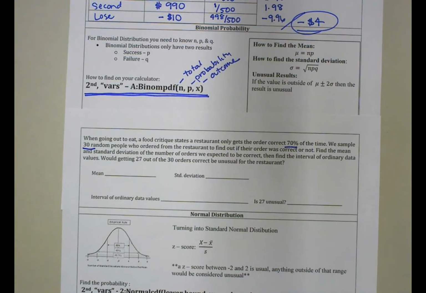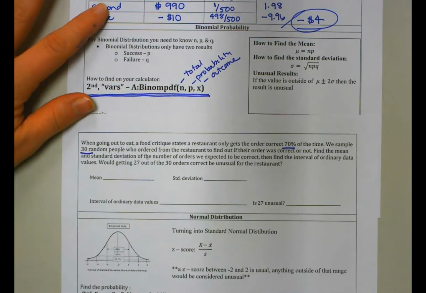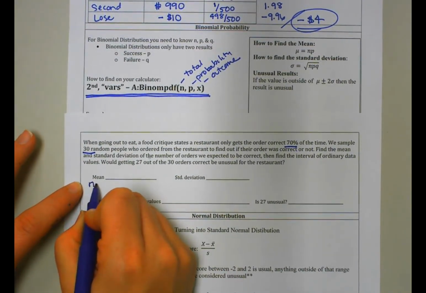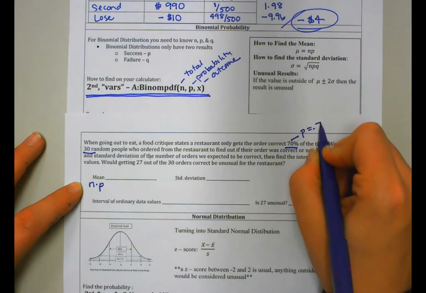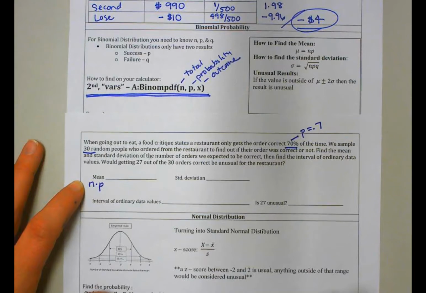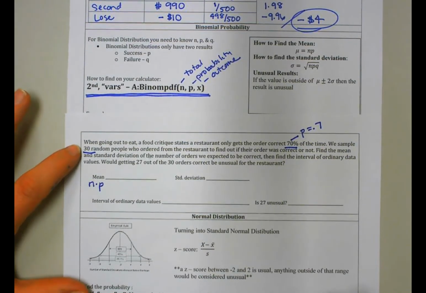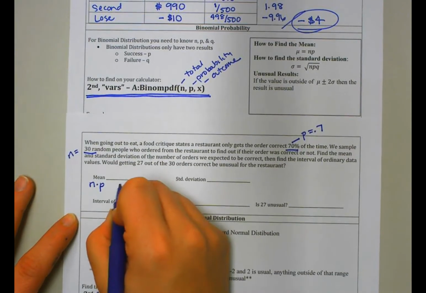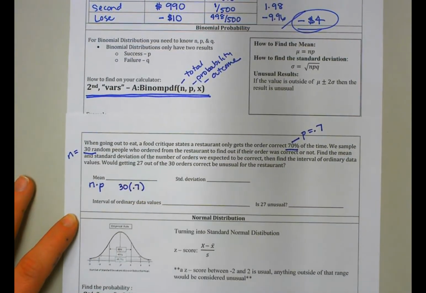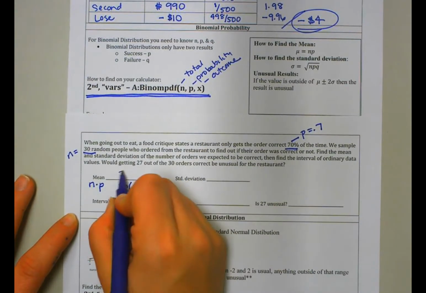So when we're talking about a binomial distribution, our mean is just multiplying our N value times our P value. So in this case, our P value is 0.7, 70%, and that makes our probability 0.7. And then we talked to 30 people. So our N value is 30. So if I multiply 30 times 0.7, I get 21 as my mean.